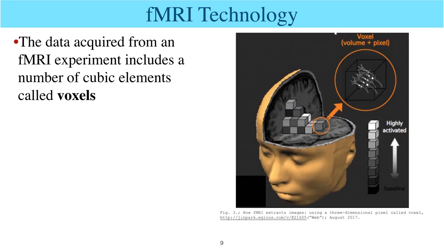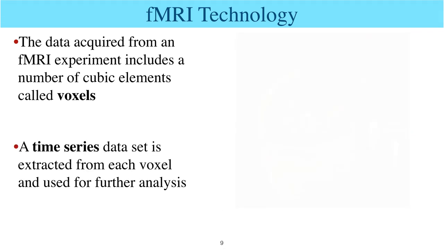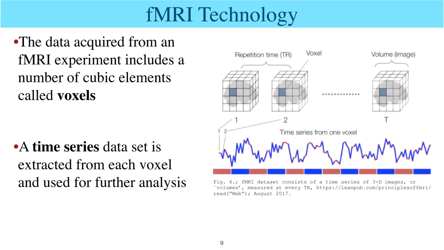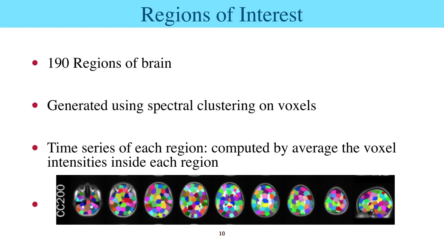So the smallest addressable element in fMRI data is a small cubic element called a voxel. Voxels have the same concept as pixels in two-dimensional images, but since fMRI images are three-dimensional, we work with voxels. Each voxel contains millions of neurons, and based on the activity of neurons, the contrast or intensity of the voxel changes over time. If we keep track of this intensity over time, we're able to extract a time series or signal out of each voxel, and we use these signals in our study. So basically, these signals are the data that we use for our algorithm.